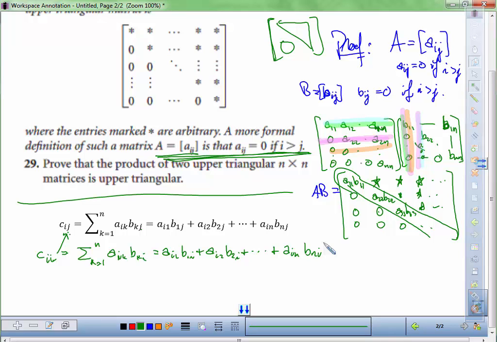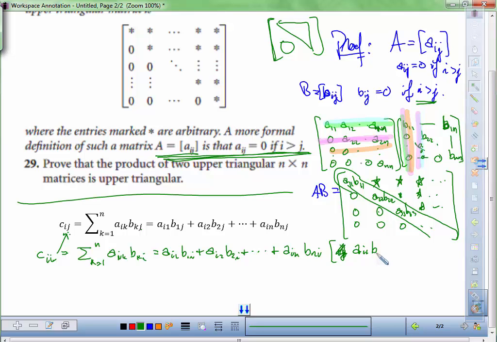Now the hard part to see here is that if i is less than j for any of these things, either b sub ij is going to be equal to 0 or a sub ij is going to be equal to 0. So I think with that idea, if the subscripts are not the same, then one of these things is going to be 0. So let's take a look at the first one.